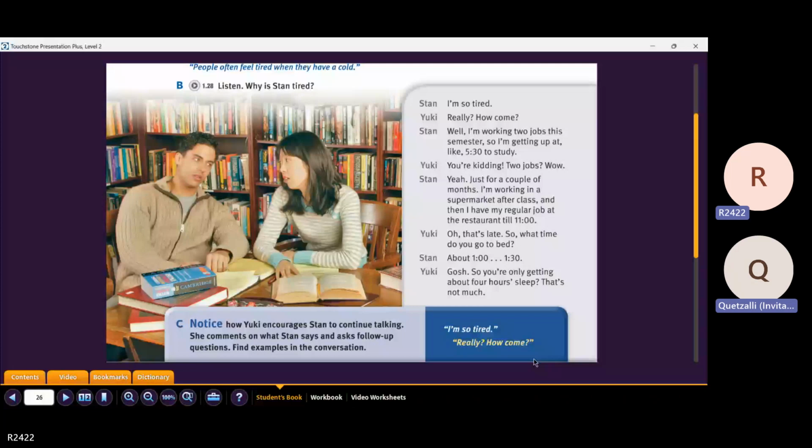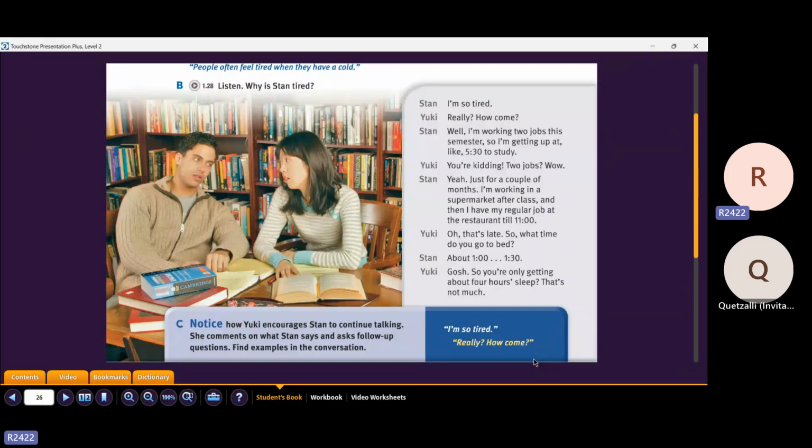That's late. So, what time do you go to bed? About 1:30. Gosh, so you are only getting about 4 hours sleep? That's not much.